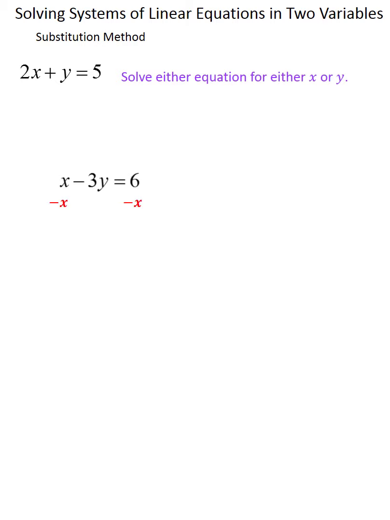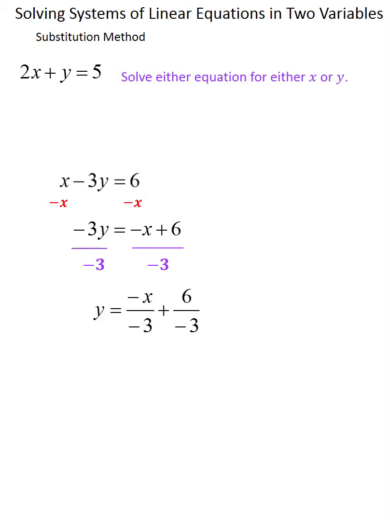To solve for y, I would have to subtract x from both sides and then divide by -3. But after that, the algebra gets ugly, and whether you understand all that or not, I think we can all agree that while we can solve either equation for either x or y, it's not advisable to choose a variable that has a non-1 coefficient in front of it.